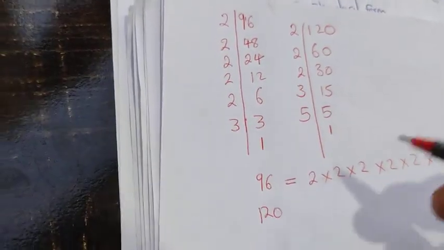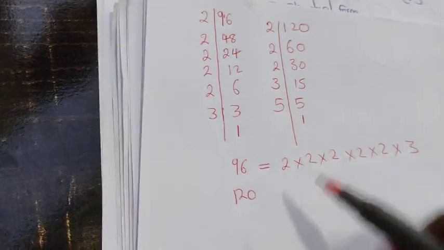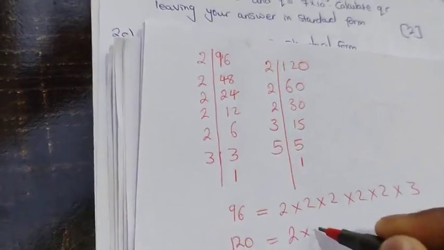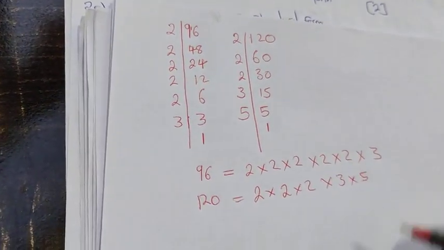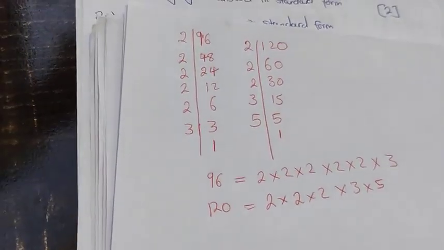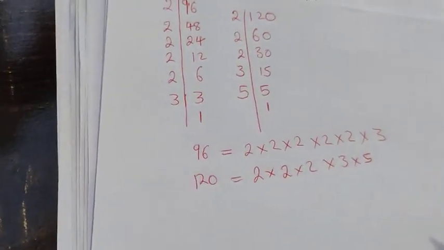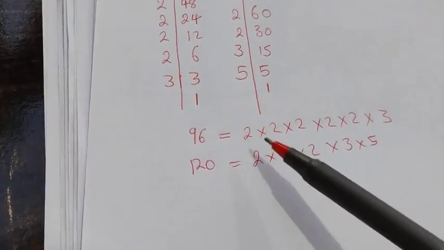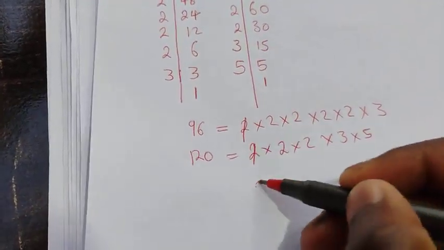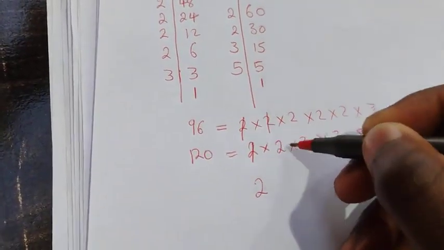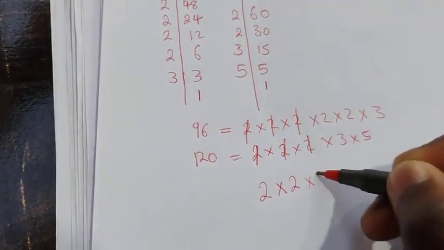Same applies with 120. If they ask you to write as a product of its prime factors, you do that. Then you write 2 times 2 times 2 times 3 times 5. But now that's not the equation. We are finding the HCF. So we cancel what is common. Here we have 2 and 2. So we take 2. 2 is on both sides. We write 2. We also have 2 on this side, 2 on this side. We write 2.